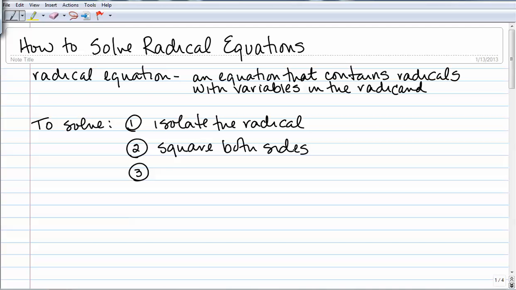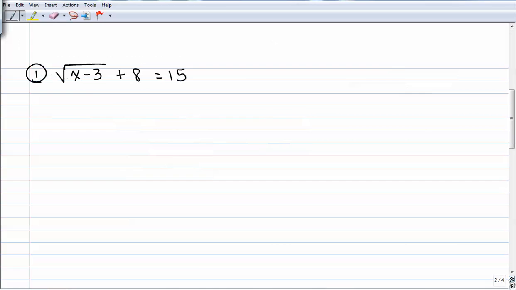And then from there we solve our equation, and the most important step is you need to check. You must check every radical equation that you solve, because sometimes you can end up with answers that don't work. Let's take a look at some examples.